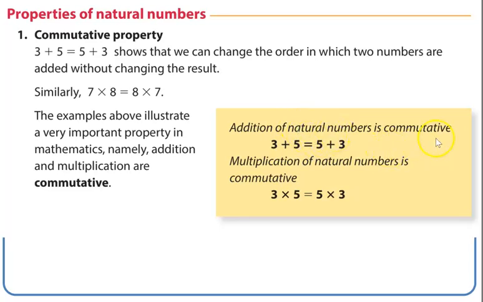Addition of natural numbers is commutative: 3 plus 5 equals 5 plus 3. Multiplication of natural numbers is commutative: 3 times 5 is equal to 5 times 3.